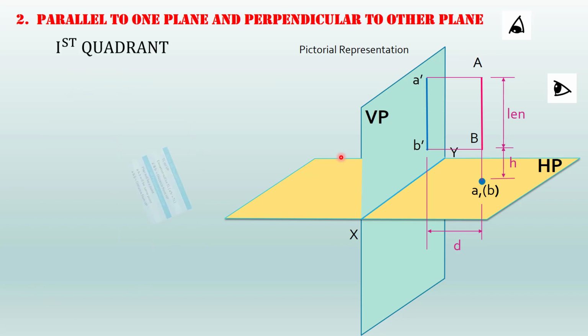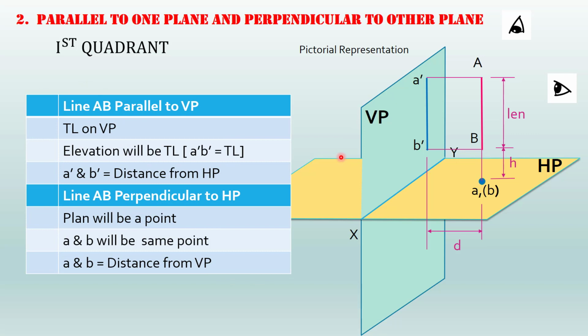Now what are the important points to be remembered? If the line is parallel to VP, you will get true length on VP. Elevation will be obtained on the vertical plane, right, on VP. So elevation will be true length. That is, the length A dash B dash will be equal to the true length. Now the distance of A dash and B dash will be the distance of the point from the HP. That will be obtained on the vertical plane.